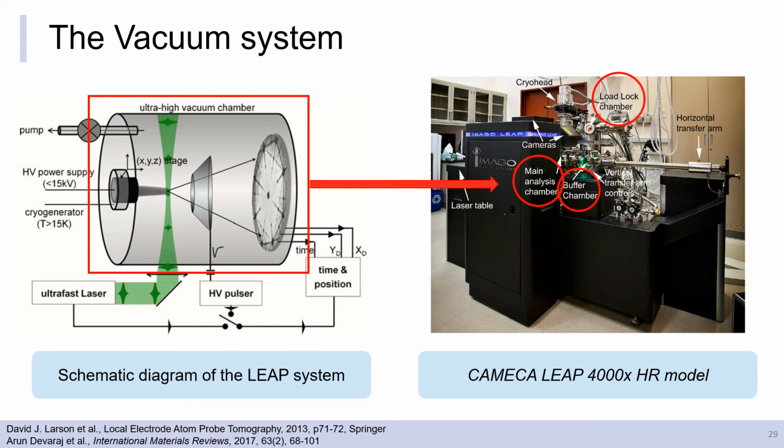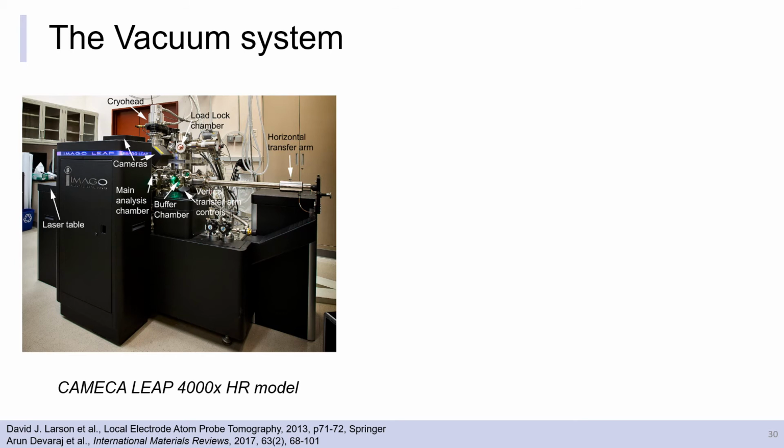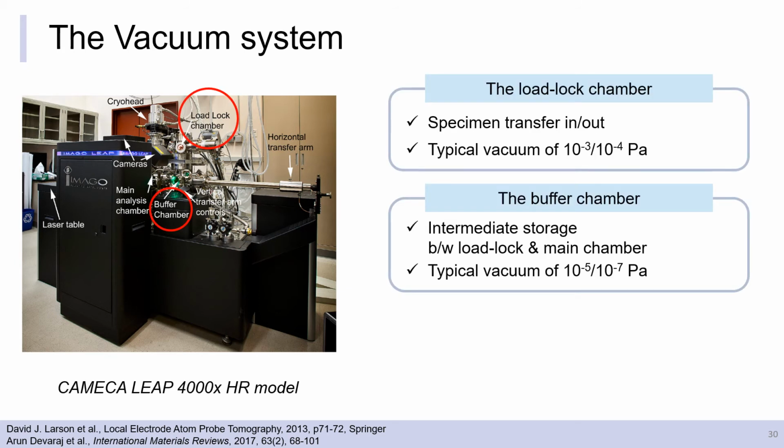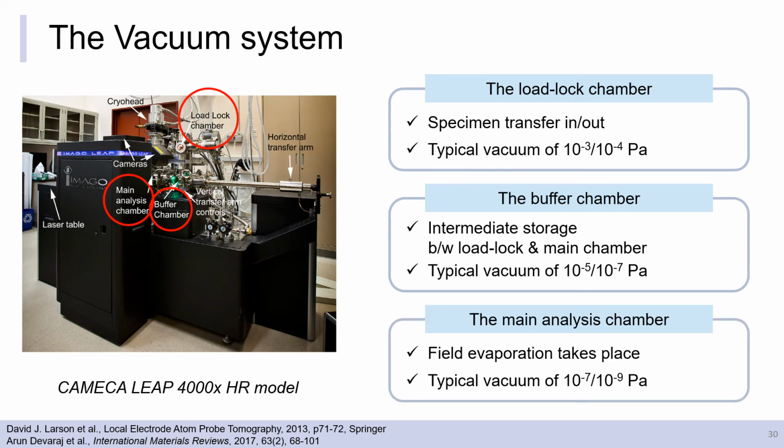Therefore, it is extremely important to keep ultra-high vacuum conditions for APT. In the lab system, there are three different vacuum chambers to accomplish high vacuum quality of the equipment. The load lock chamber and buffer chamber allow fast specimen loading from atmospheric pressure to high vacuum conditions. The main analysis chamber is the very place where field evaporation and ion detection occur. So this chamber should always be kept under UHV conditions.